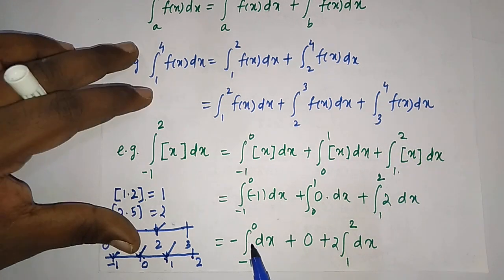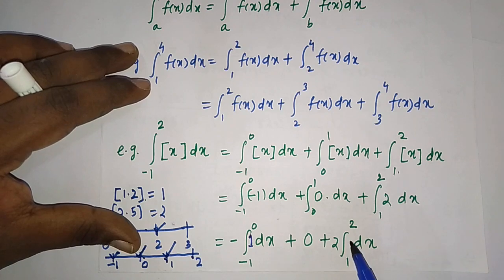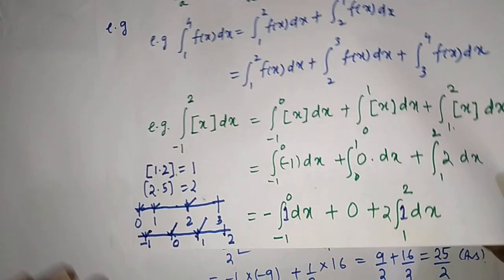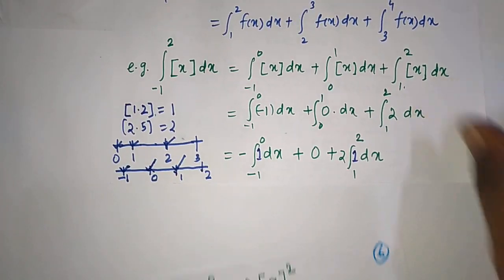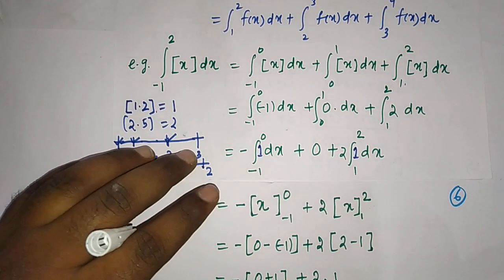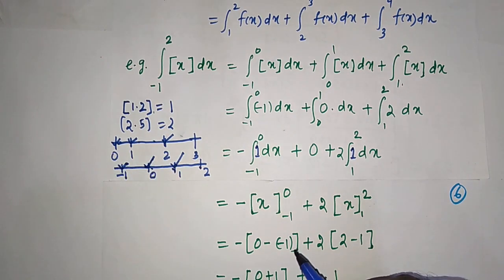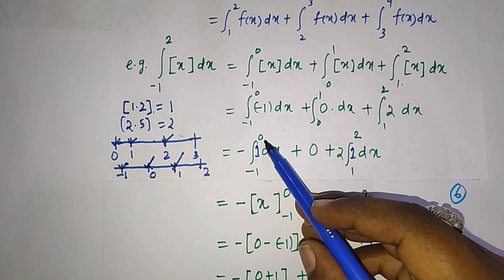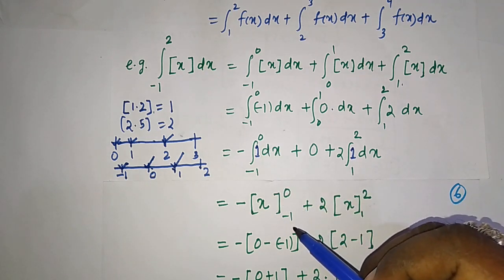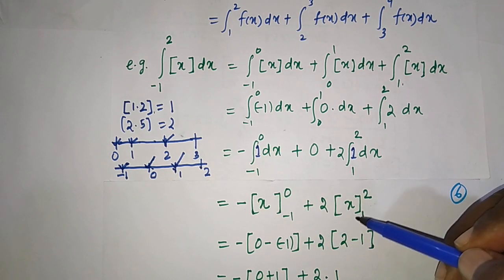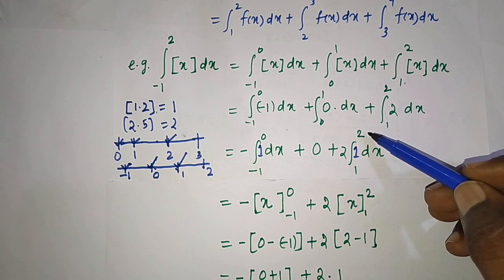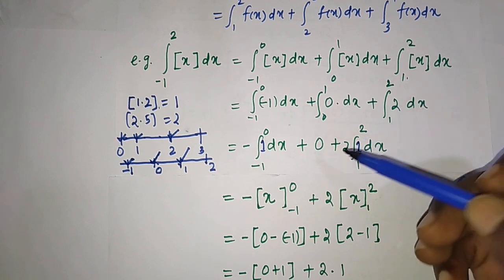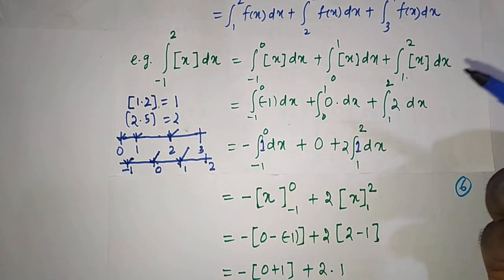Only integration of dx means what? Integration of 1. And integration of 1 is what? x. So here you write integration of 1 is x, with upper limit 0 and lower limit -1, and here integration of 1 is x with upper limit 2 and lower limit 1. And this term you don't write because it is 0; 0 plus anything is 0.